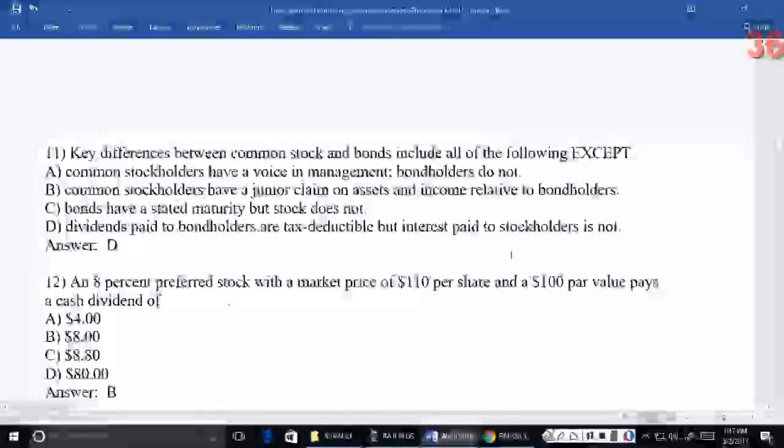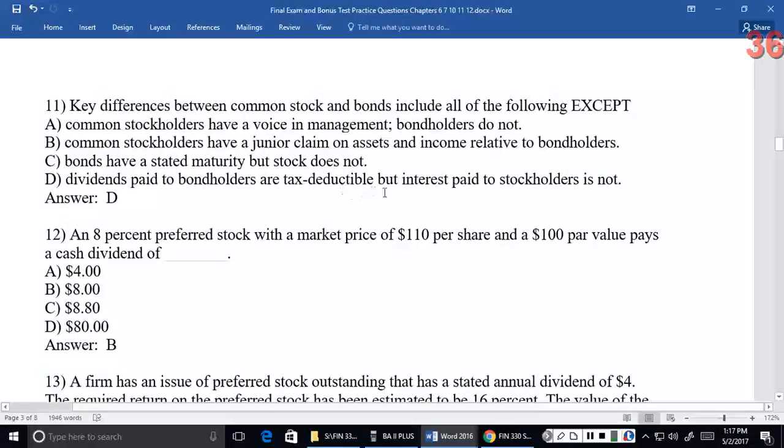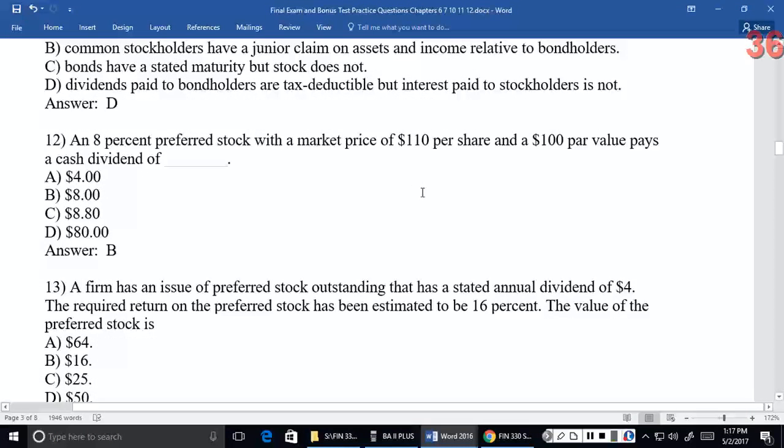Let's see. Okay, number 11 is pretty straightforward, I think. The answer is D. Number 12, pretty simple to work. An 8% preferred stock with a market price of $110 per share and a $100 par value pays a cash dividend of how much? Basically, you're going to base the cash dividend on the par value. So it would be $100 times 0.08, which would be $8. And the market price is just thrown in there to kind of confuse you a little bit.